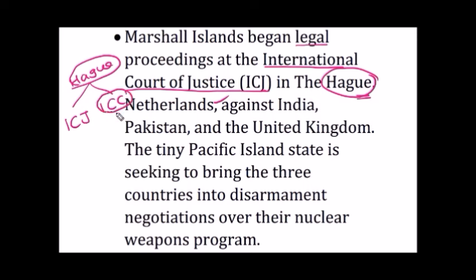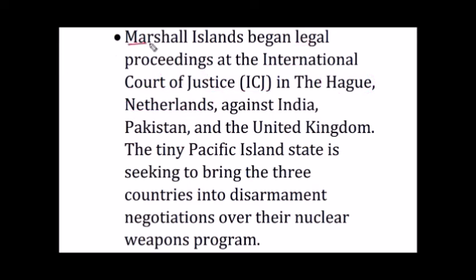ICC does not mean International Cricket Council. It is the International Criminal Court, and ICJ stands for International Court of Justice. These two international courts are headquartered at The Hague. Hague is the capital of Netherlands. So, Marshall Islands took India, Pakistan and the United Kingdom to the International Court of Justice over the nuclear weapons program.